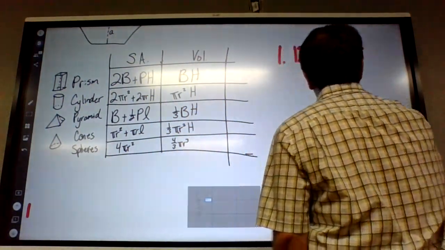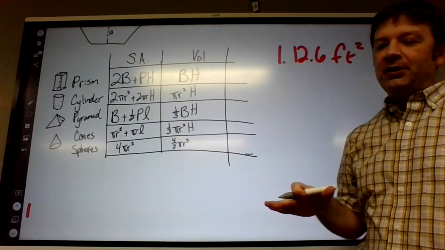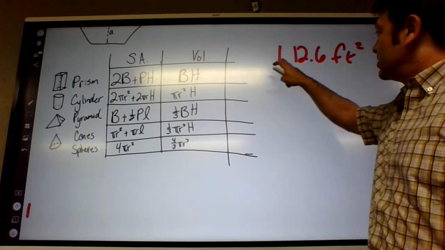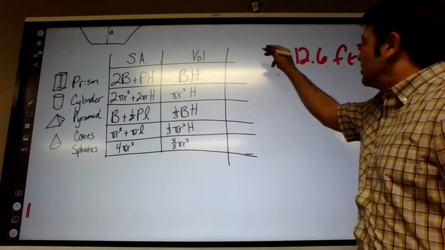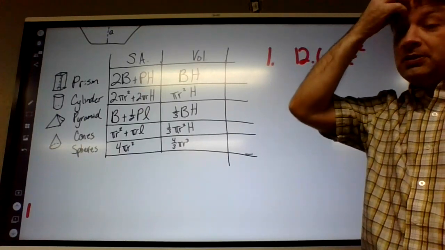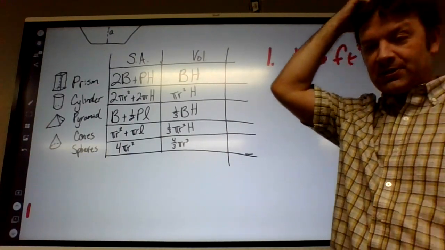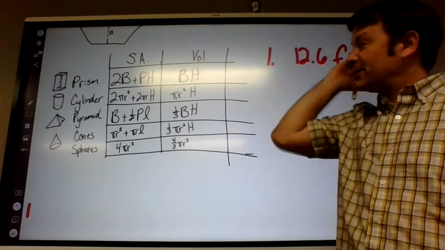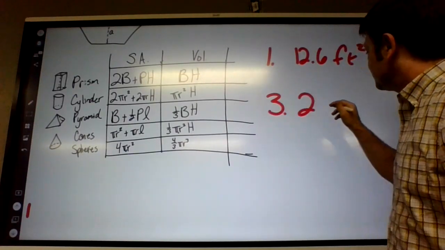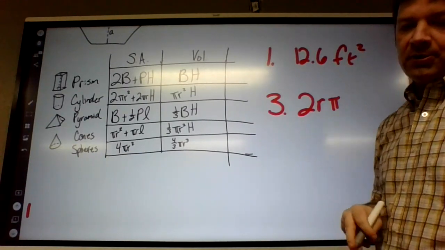Wait, so I can't leave pi? Well, on 3 and 4 they tell you to leave pi, and on 1 and 2 they tell you to round your answer. So what's different on number 2? It's the diameter, not the radius. Right. You have to divide it by 2. Good, yes. You have to do 21.6 divided by 2 to get the radius. Okay, on number 3 it says find the circumference. How do we do that? Good question. 2 pi r.